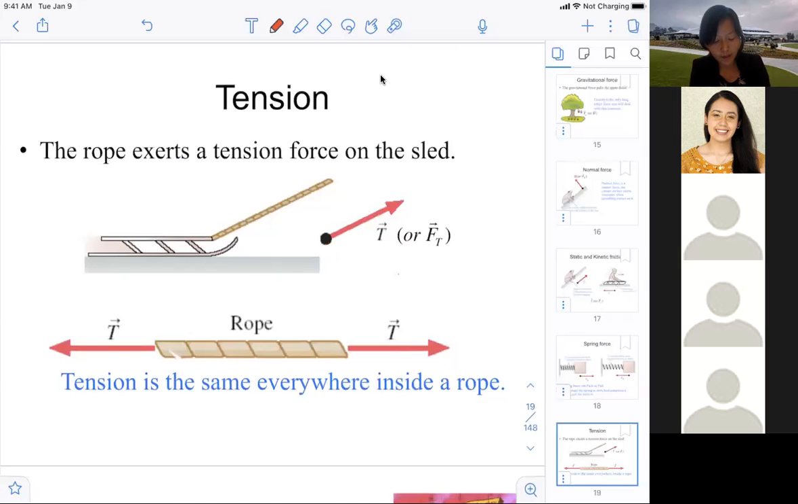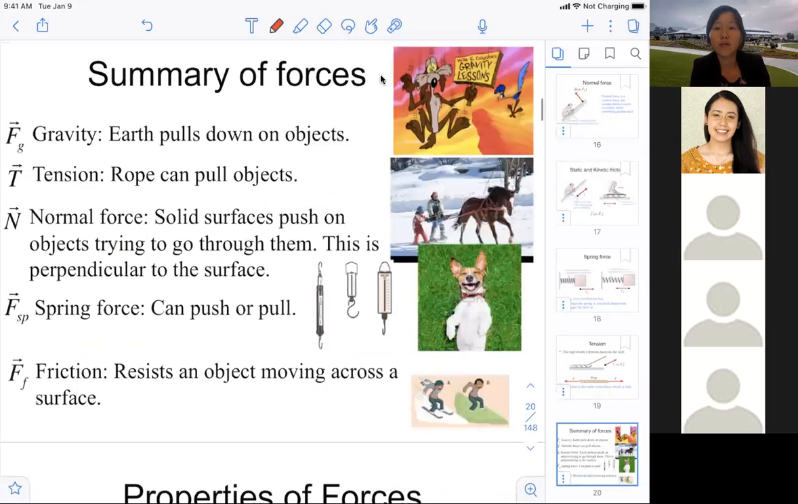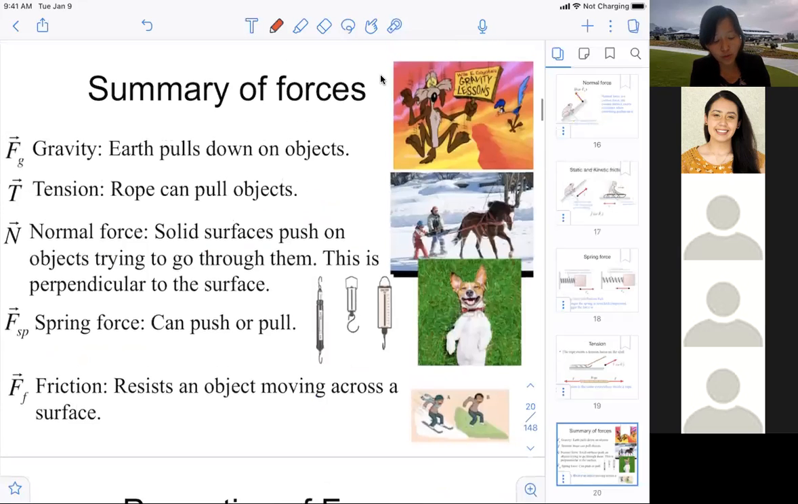Okay, so here's a summary of all the forces. In our next week of discussions, we will continue the discussion of the forces and how we combine all the forces to analyze the motion of an object. So you've got gravity, tension, normal force, friction, and spring force. Those are the 5 types of forces we will be dealing with in this course.